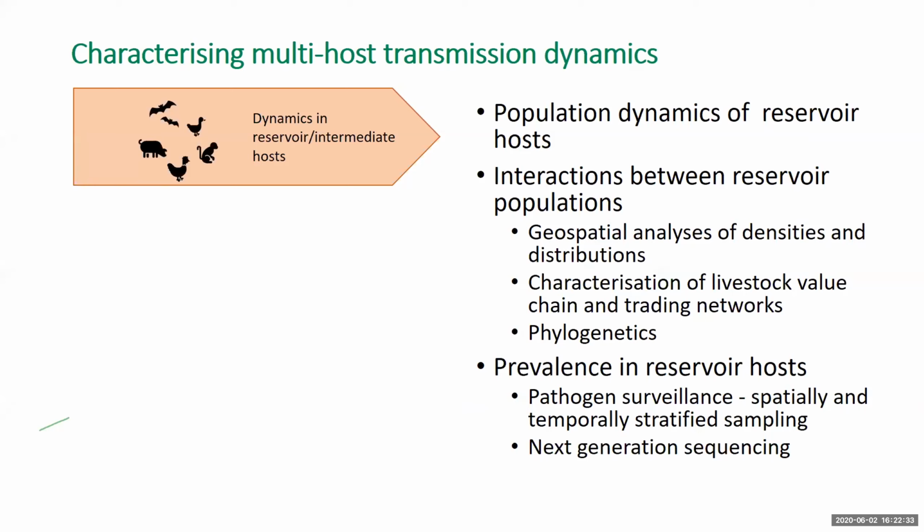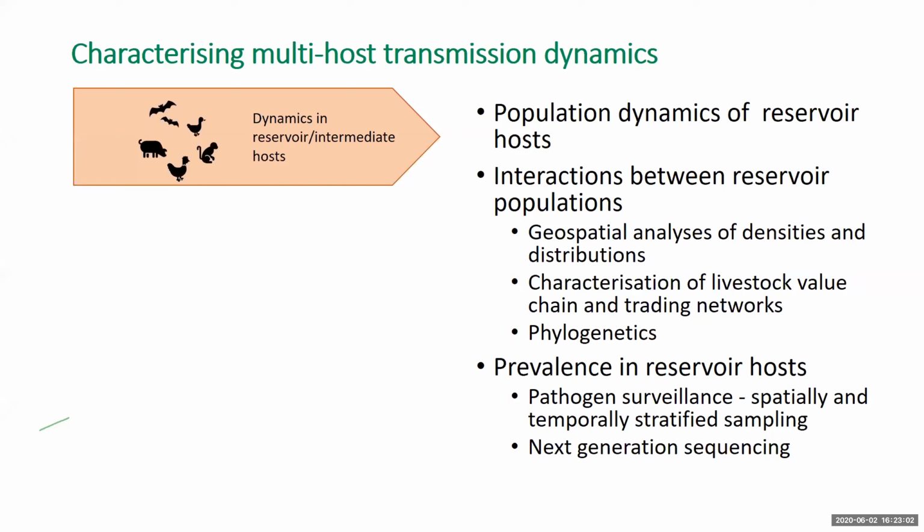So of course, disease dynamics in these host populations are affected by the population dynamics, but also the interactions between reservoir populations. And this can be informed by things like geospatial analyses of densities and distributions. If we're thinking about livestock populations, characterization of the livestock value chains and trading networks, and phylogenetic analyses of their pathogens can give insights into how diseases spread between these different populations.